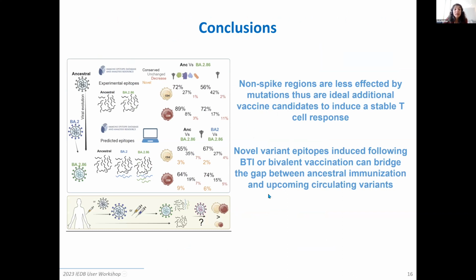The second point is, should we be worried about novel sublineages from a T cell point of view? Our data by prediction, and some of the data that are coming out experimentally, suggest that novel variant epitopes can be generated following either breakthrough infection or bivalent vaccination. That can really bridge the gap between the original ancestral immunization or infection we all experienced and the upcoming variants that are currently circulating.